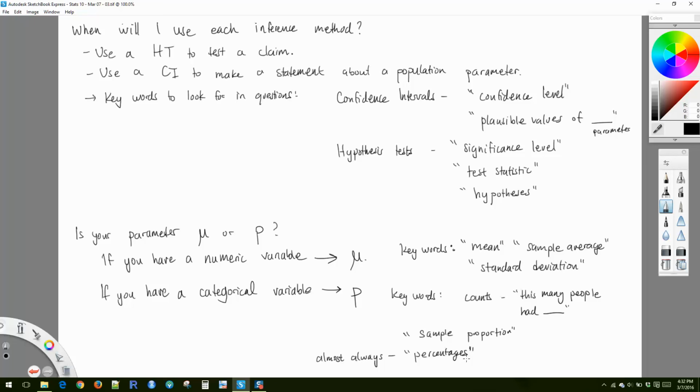If it says 80% of the class is from the state of California or something like that, then that would be a categorical variable. But it is possible for percentages to be treated as numeric variables, so you just have to read carefully. If it talks about a sample proportion, then that will be a categorical variable. Almost always percentages will be categorical, but percentages could also be numeric variables. So let's just say careful.